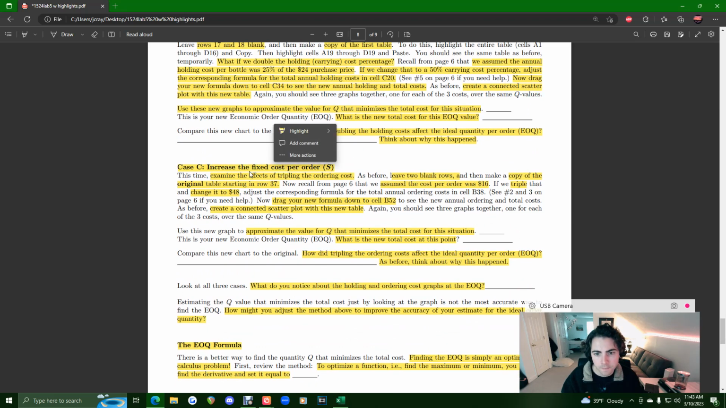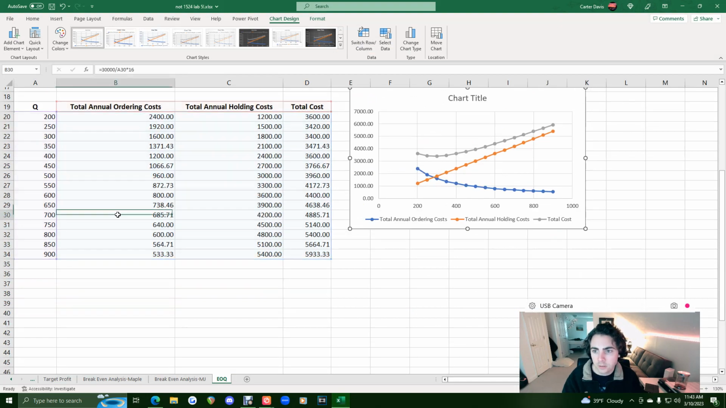So Case C, increase the fixed cost per order. Okay, tripling the order cost. So leave 2 blank rows again. Copy the original. Originally, we assumed the cost per order was 16. If we triple that to 48, do all the same stuff. Okay. So we're going to copy the original.